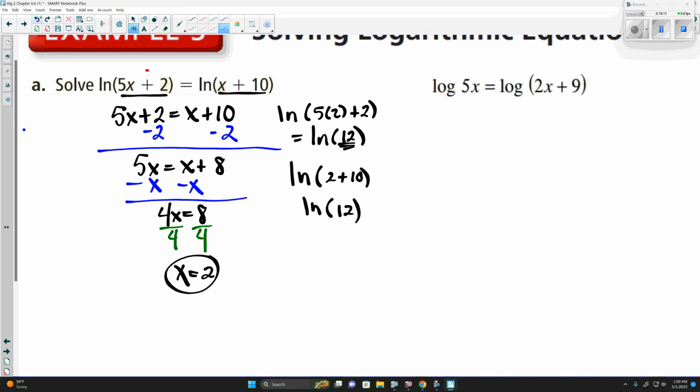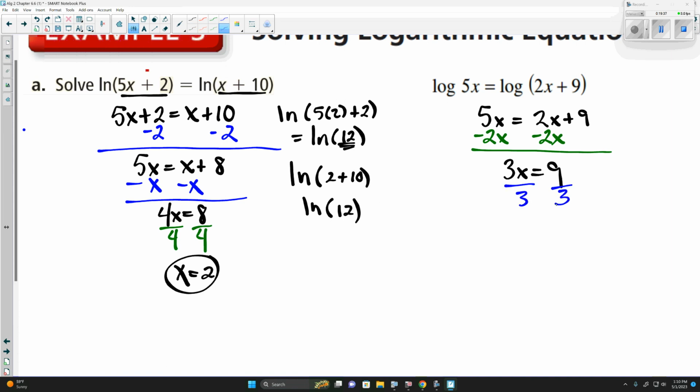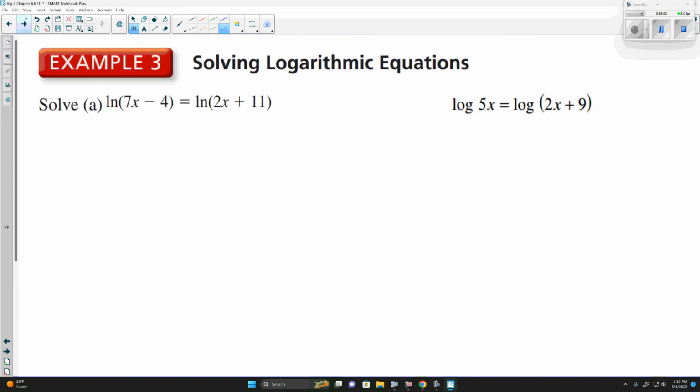Questions on this here? For the next one, will we just get 5x? Yes. Because it doesn't matter what the logs are as long as they are the same. Right, the 2x telling us, and that's it. Questions on any of this here? And that's it.